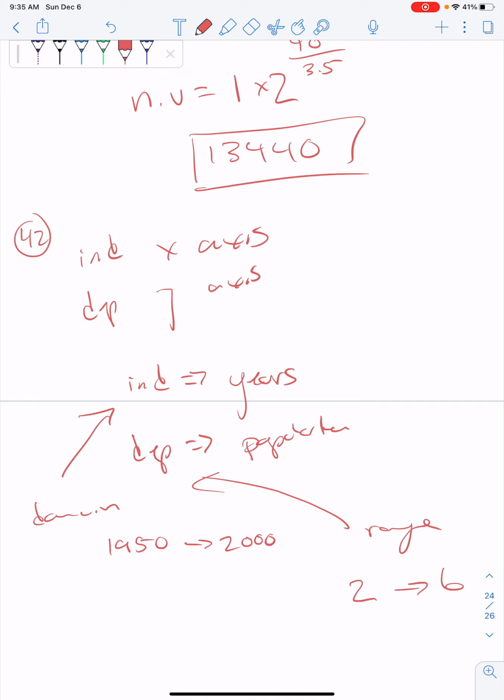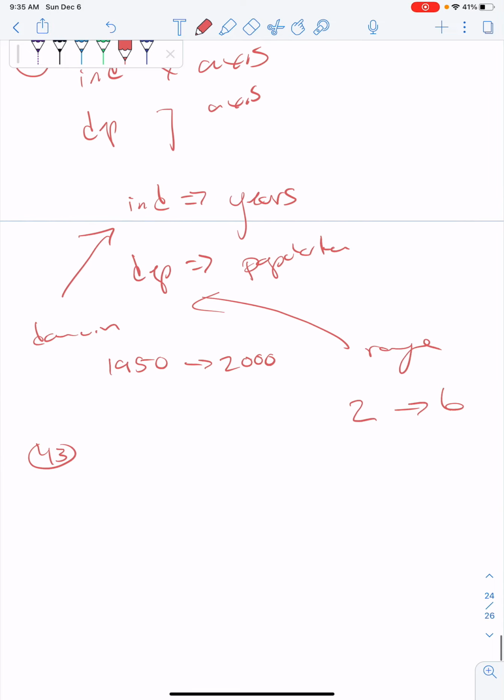All right, number 43. The following data table represents a function. Identify the independent and dependent, and describe the domain and range. Okay, so for me, my problem gives me speed, and then it tells me miles per hour, and then it gives me stopping distance. And it just gives me that in feet.